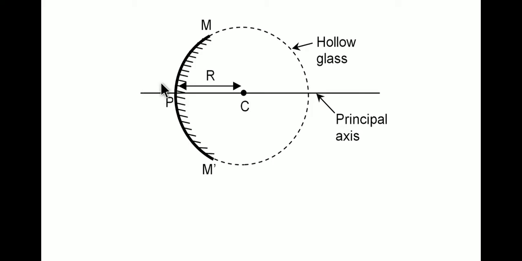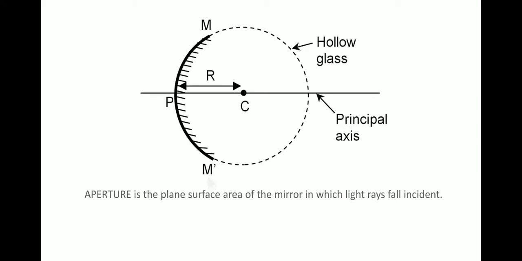From M to M', this portion of the mirror is the actual mirror. If the light falls on this surface, then it will be reflected back. This portion from here to here, the entire mirror you can see, is called the aperture of the mirror. So the aperture is the plane surface area of the mirror on which light rays fall incident.